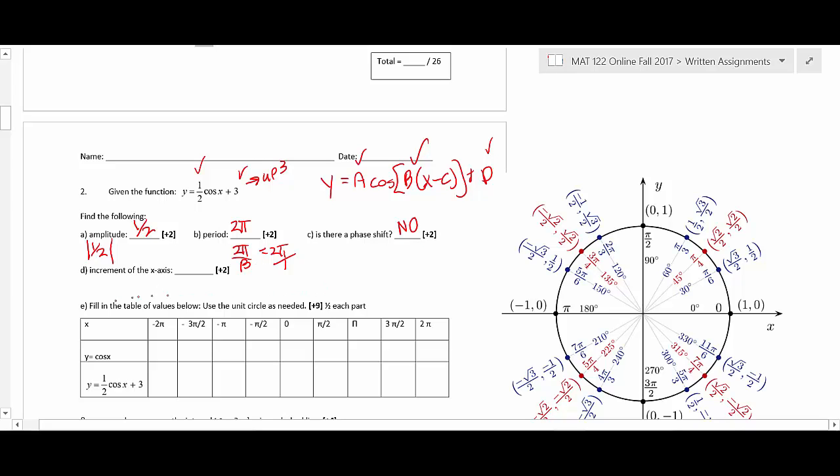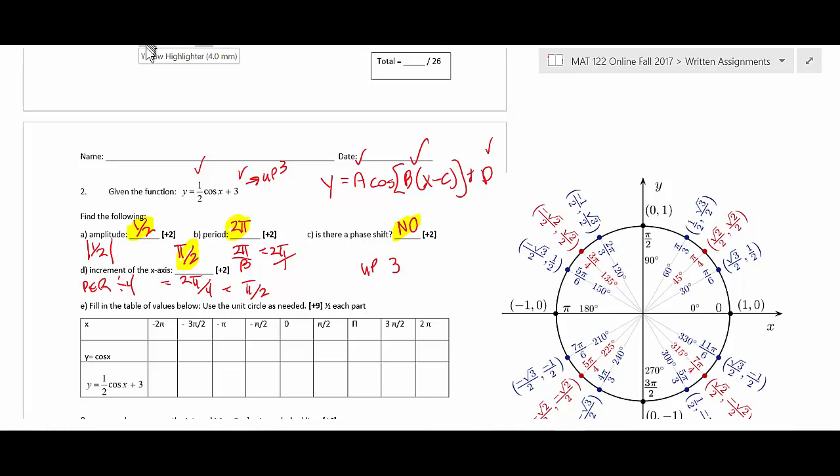And then the increment of the x-axis, again, is always period divided by 4. So again, that's going to be 2 pi over 4, so that's pi over 2. Okay, so we have that. All right, so those are the key pieces of information that you're going to get from that. I'm also going to write a note to myself that we're just going up 3 like this. Okay, so we're going to do this in 2 stages.